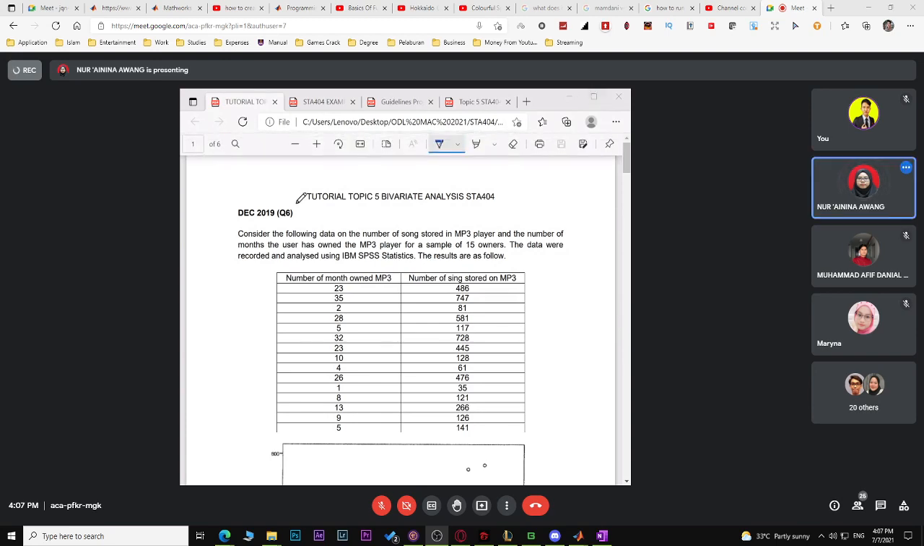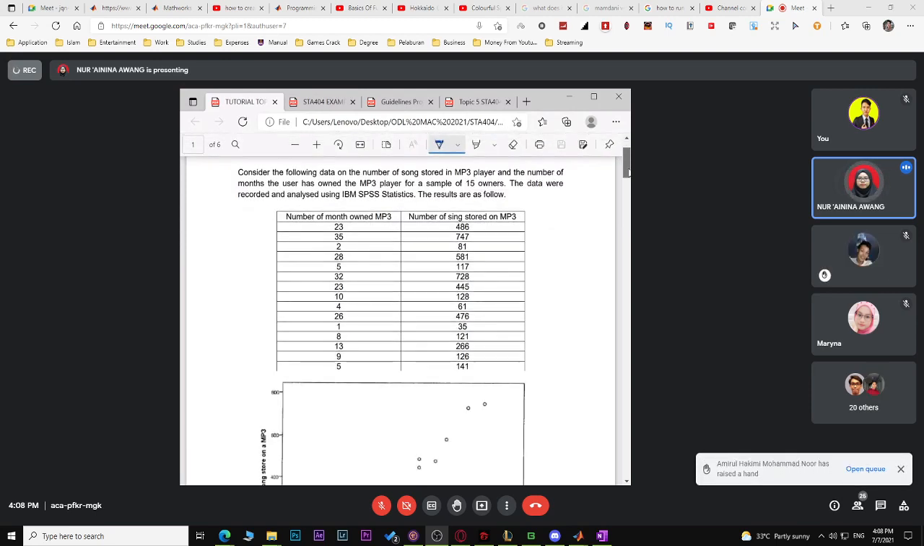Okay, so for the first question, for December 2019, question 6. So in this question, the question already gives you a data and also a scatter diagram on the variable for number of months.